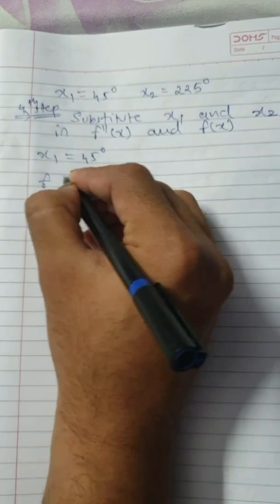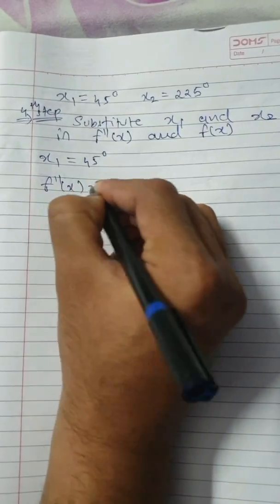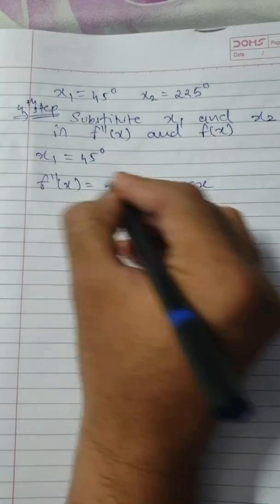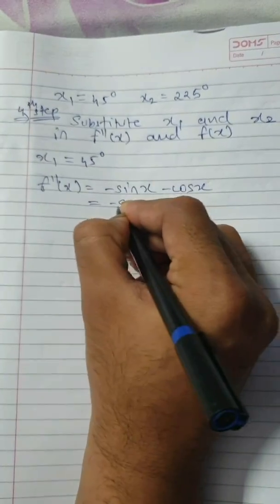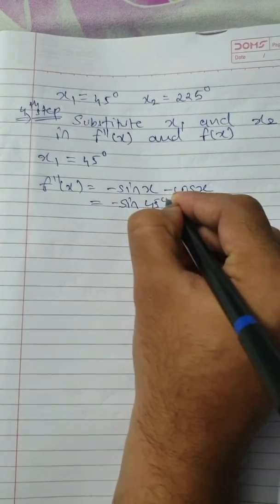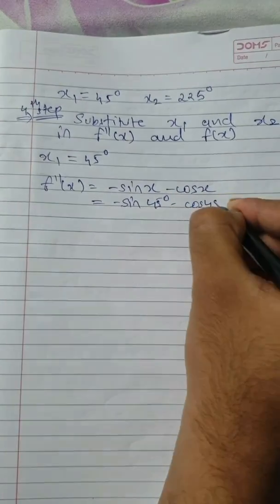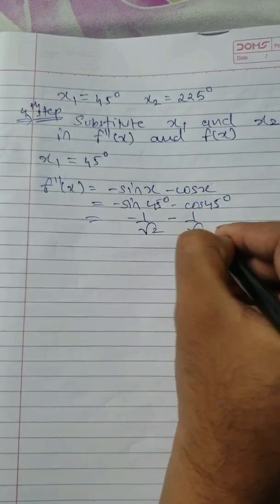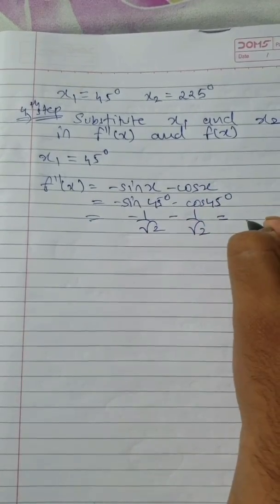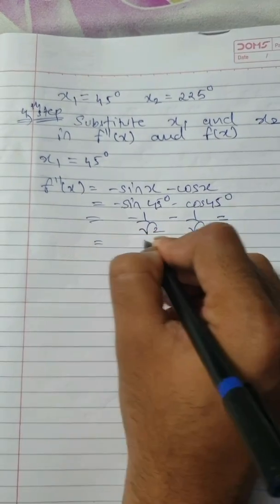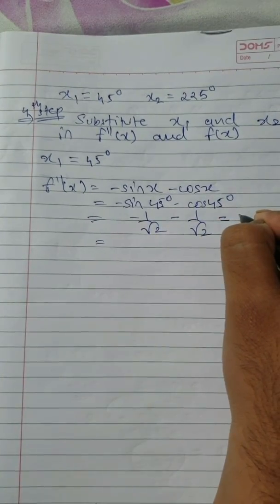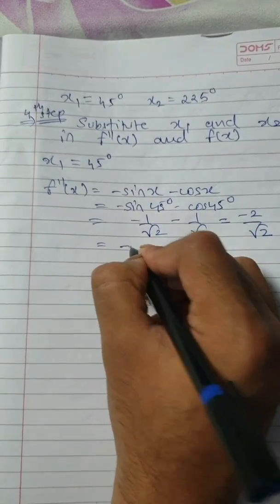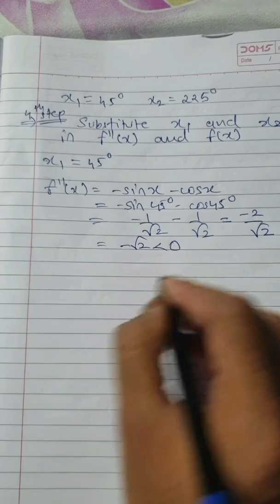So what was our f double dash of x? That is minus sine of x minus cos of x. Now I will substitute x as 45 degree. So minus sine 45 degree minus cos 45 degree. So minus 1 by root 2 minus 1 by root 2. What will be the answer? It will be equal to minus 2 by root 2. So our final answer will be minus root 2, which is less than 0.